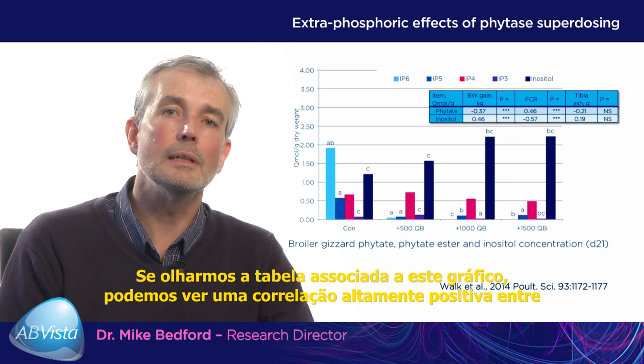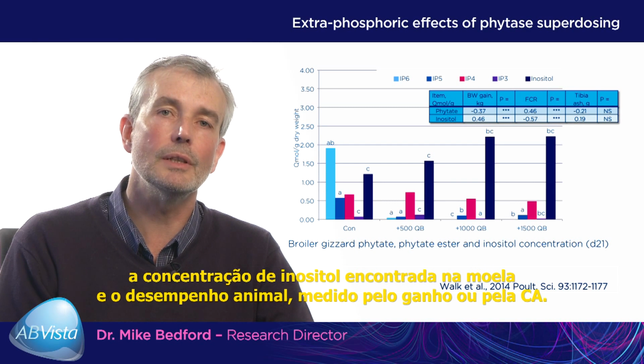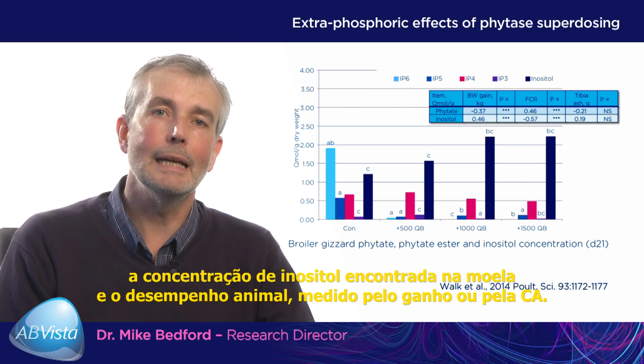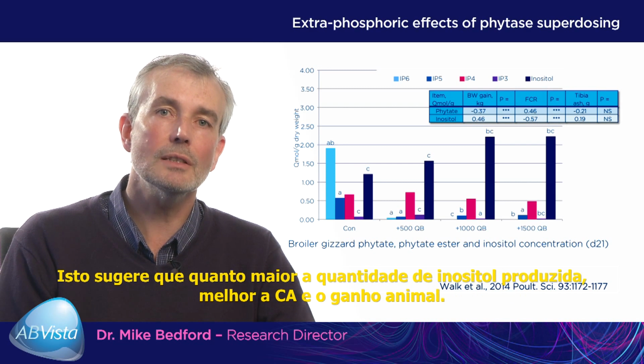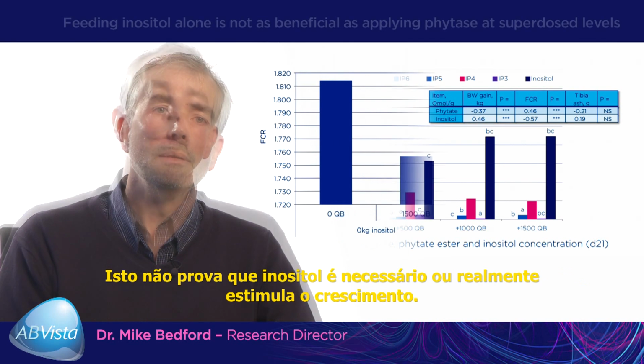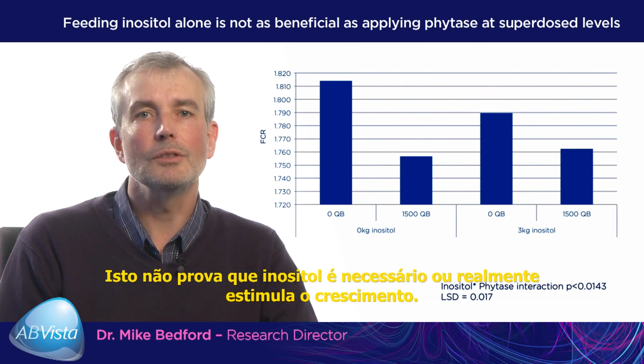Interesting, if you look at the table associated with this graph, you can see a very highly positive correlation between the concentration of inositol found in the gizzard and the performance of the animal as measured by gain or FCR. So it's suggesting the more inositol we generate, the better the FCR, the better the gain of the animal. This doesn't prove that inositol is required or actually stimulates growth.